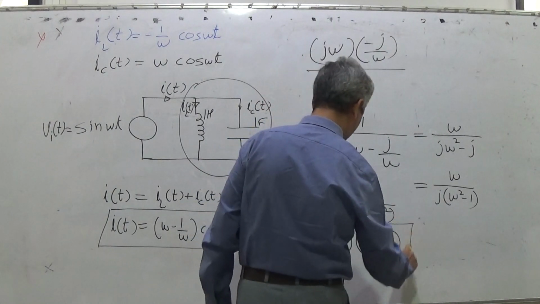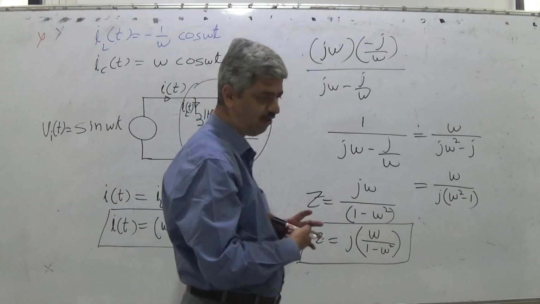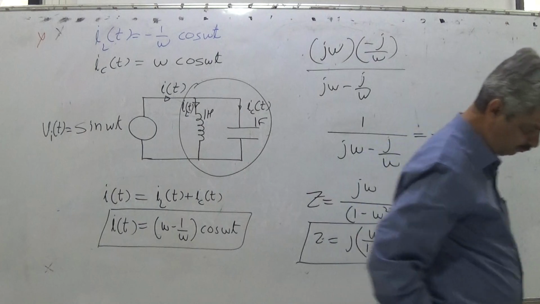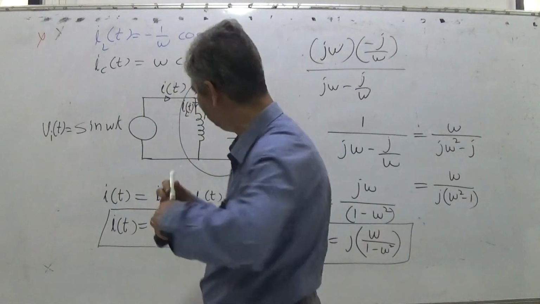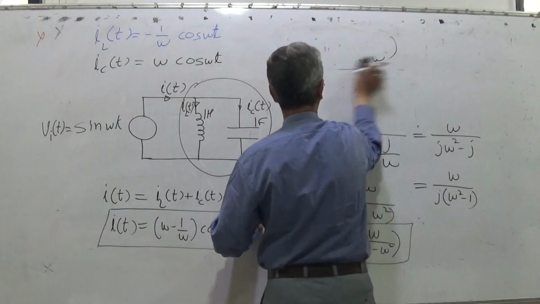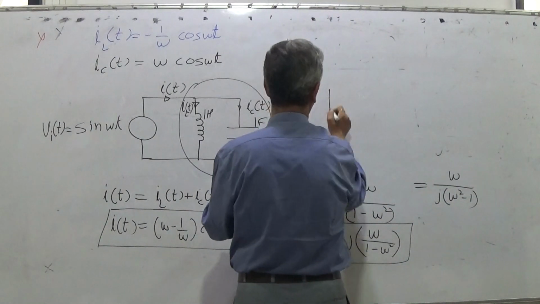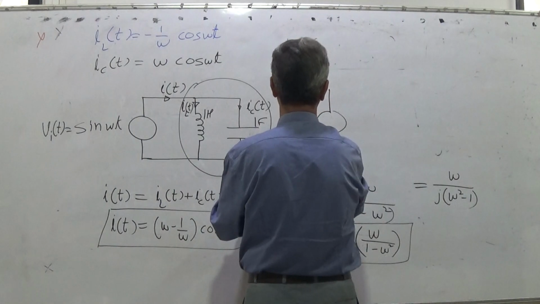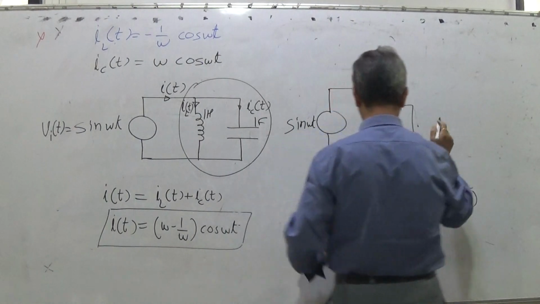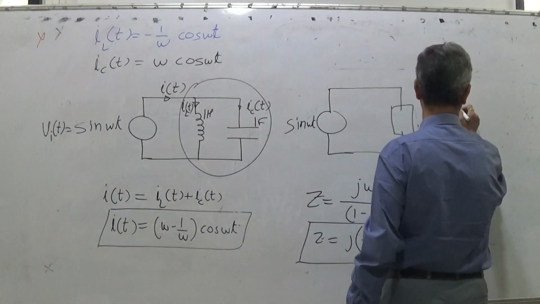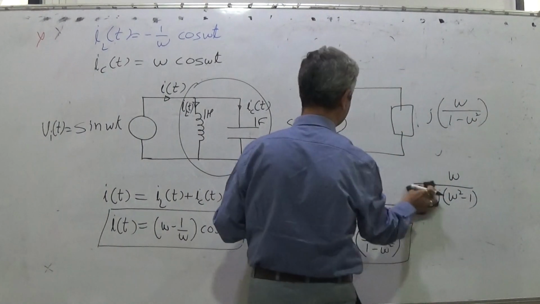This is the parallel impedance of an LC parallel circuit with L equal to 1 and C equal to 1. When I apply input as sine omega t, this Z, that is the parallel combination, is J into bracket omega upon 1 minus omega square. So what is this Z?